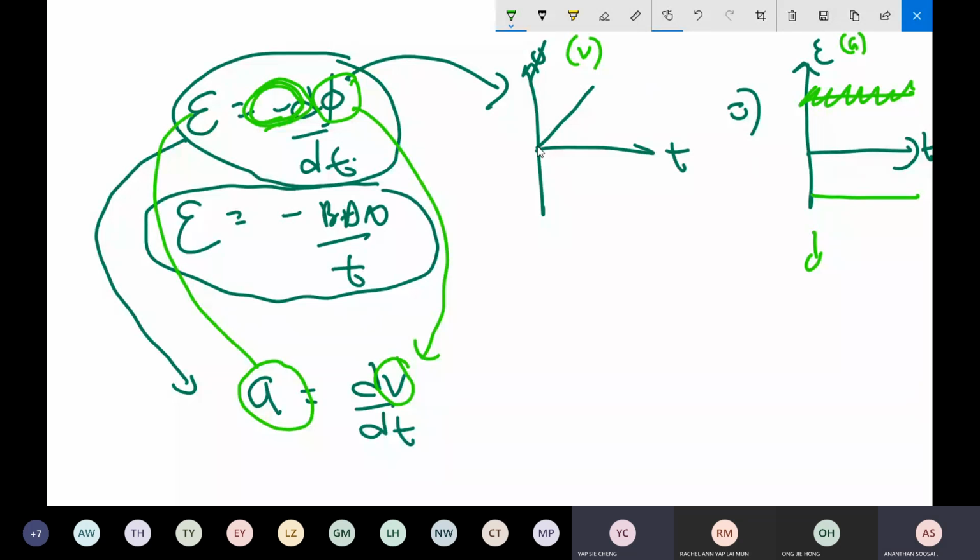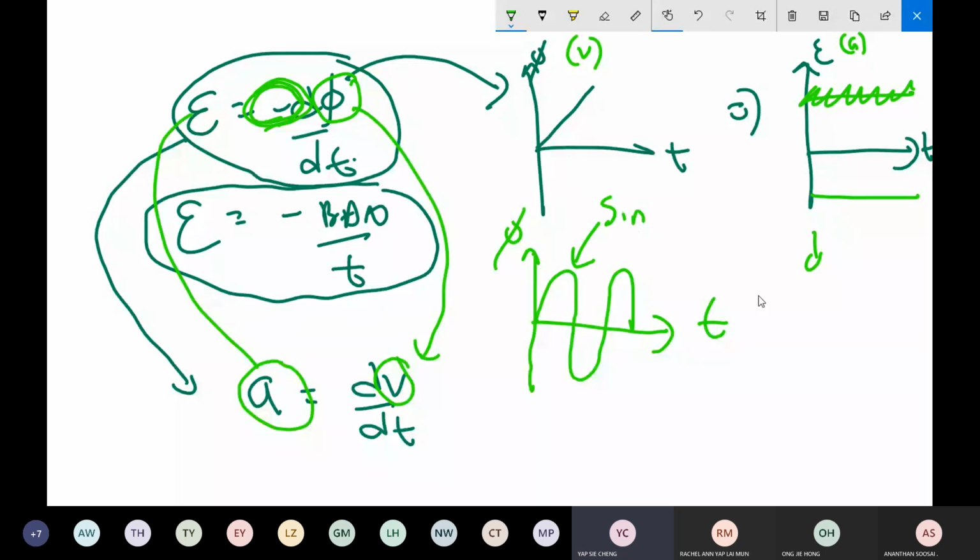Okay, so what do you do? Imagine the flux as a velocity graph, get the acceleration, you reflect it, you get the EMF graph. Now, let me show you another flux graph. The flux graph is a sine. How should the EMF graph look? Anyone? Is it going to be sine? Is it going to be cos? Is it going to be negative cos? Is it going to be negative sine?